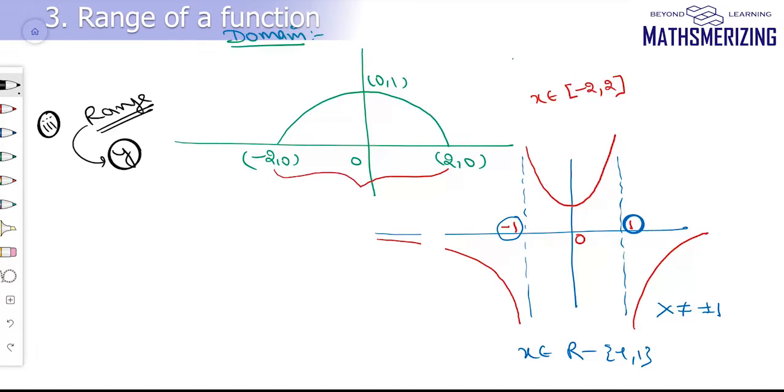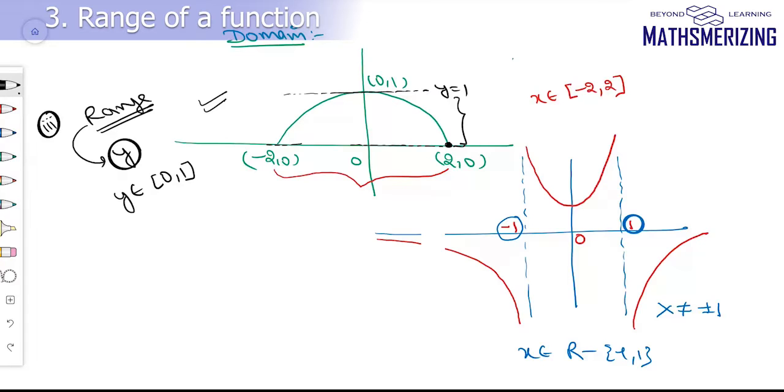So basically range is the set of values of y. So if I have to find the range of a function, I need to know what are the values of y that this function can take. So I'll start with this question itself. This function takes all the values of y between 0 and 1. So that means the range of this function is y belongs to included 0 to included 1.